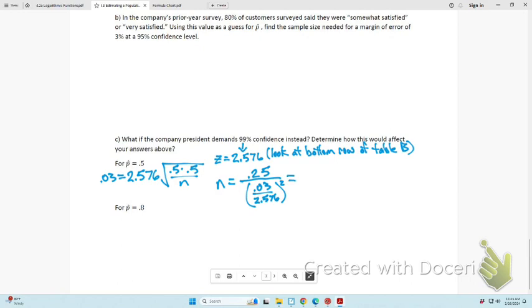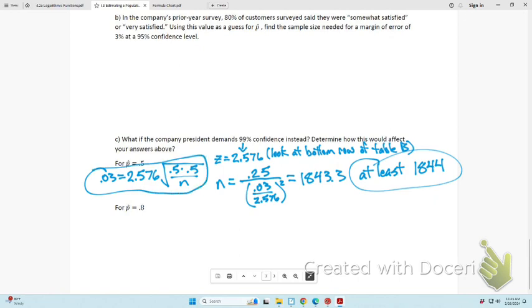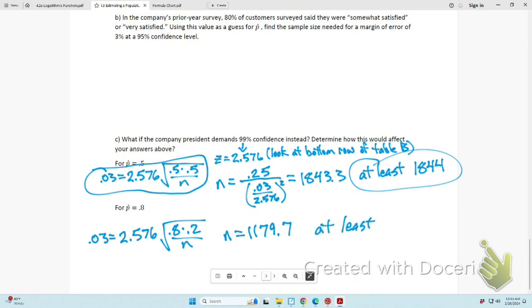If you type that in, you get 1843.3, so at least 1844. Try the last one without me. Hit pause and see if you get the same. 0.03, 2.576. This time 0.8. You end up getting a decimal of 1179.7. So at least 1180.